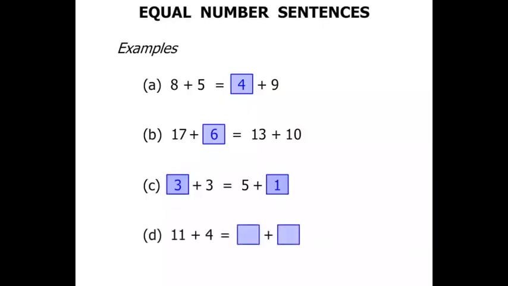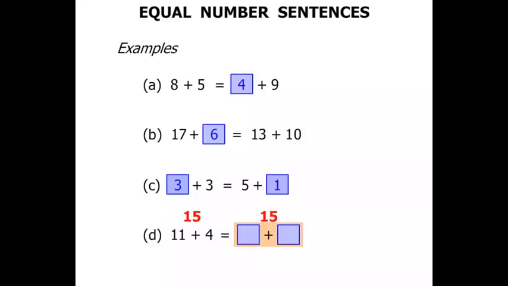This one here, 11 plus 4 equals something plus something. Well, 11 plus 4 certainly is 15. We've got 15 on that side, so we need 15 on the other side. So we simply need two numbers that add up to 15. Again, there's lots of different combinations. One of them would be 10 and 5. That would be 15. That's correct.